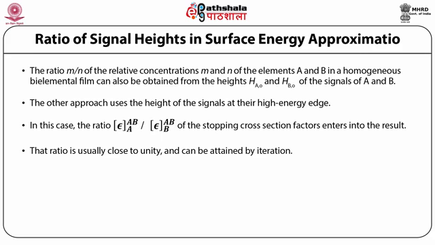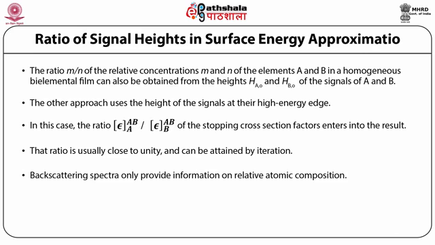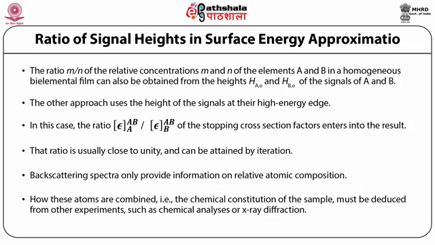From the knowledge of M divided by N, the relative compositions M and N follow with the condition that M plus N is equal to 1. It is not possible, however, to state that the sample is composed of the chemical compound A_M B_N, even if m and n are fractions of small integers. Backscattering spectra only provide information on relative atomic composition. How these atoms are combined, that is, the chemical constitution of the sample, must be deduced from other experiments such as chemical analysis or X-ray diffraction.